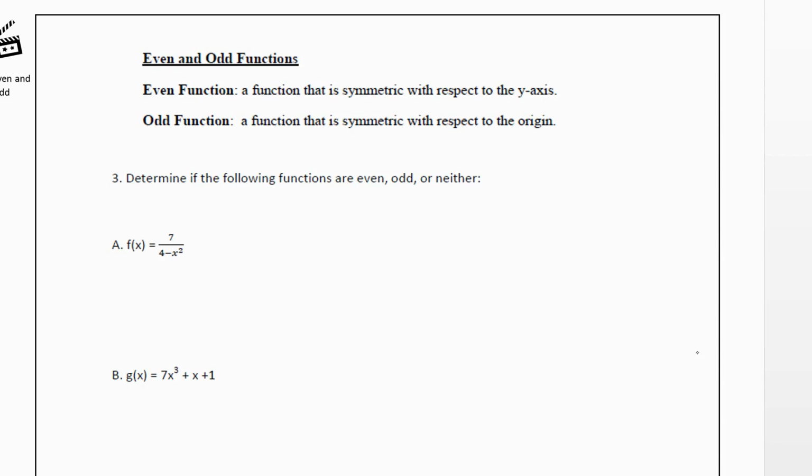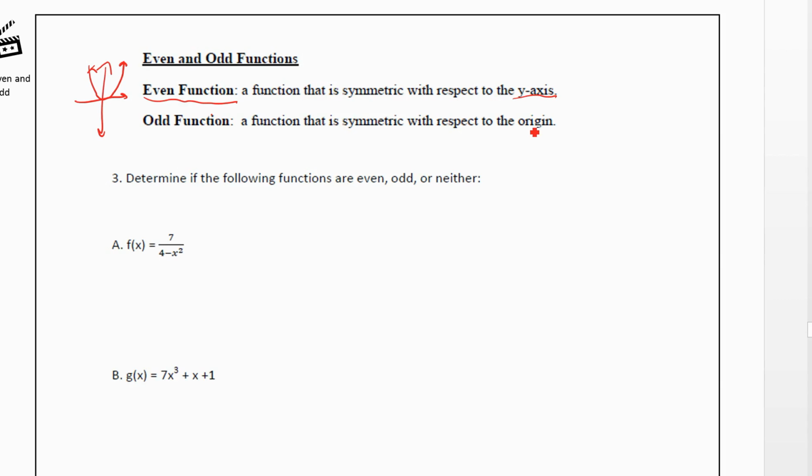So a function that's symmetric with respect to the y-axis is called an even function. Okay, so if you can fold it along the y-axis and it matches up, it's even. So for example, x squared, right? So x squared looks like this. It's an even function. You can remember that because the exponent on it is even. An odd function is symmetric with respect to the origin. So you can remember origin, odd.